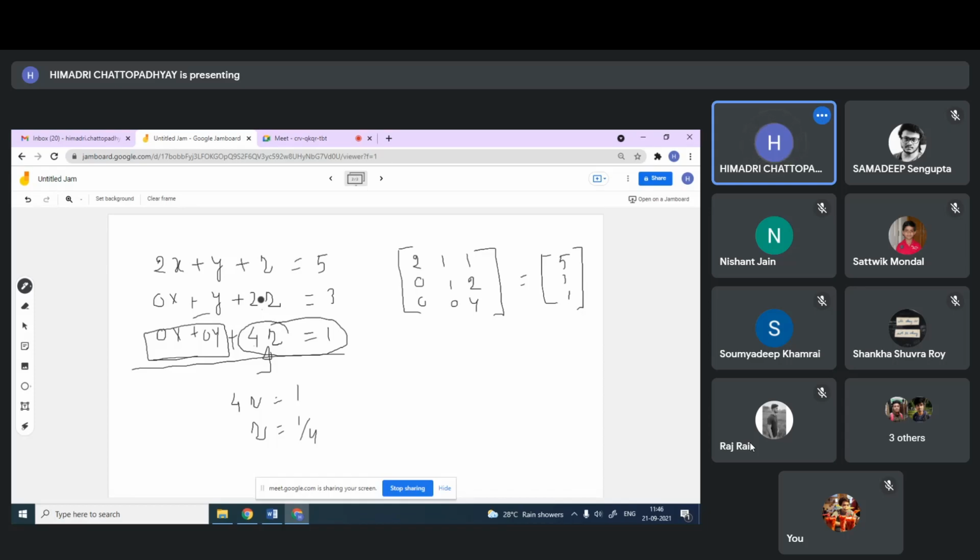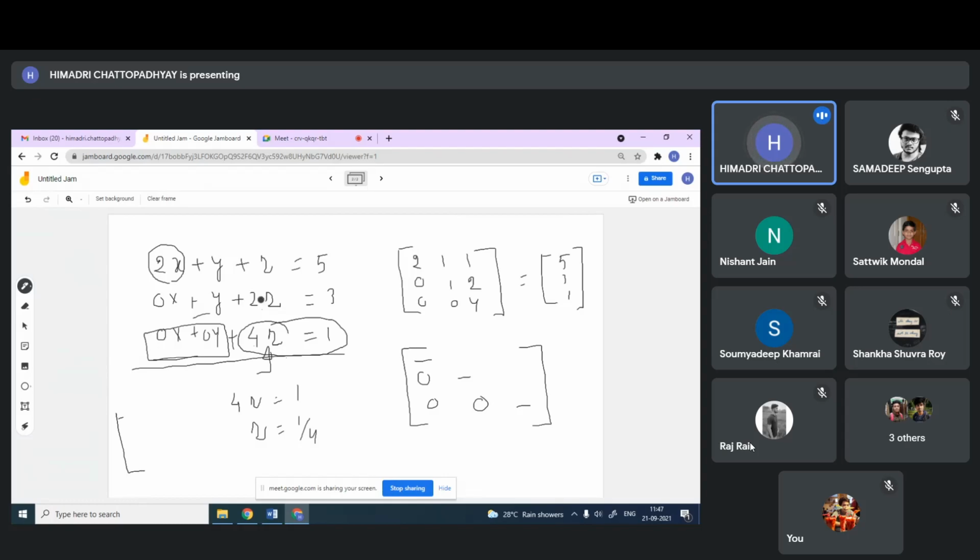So you can see that if you have a matrix like this, where the elements below the diagonal are 0, then you can solve the equation from the bottom. At the bottom, you know 4z is equal to 1, so you solve for z. Now you know the value of z, so you eliminate z and find the solution for y. Then finally you get the solution for x.